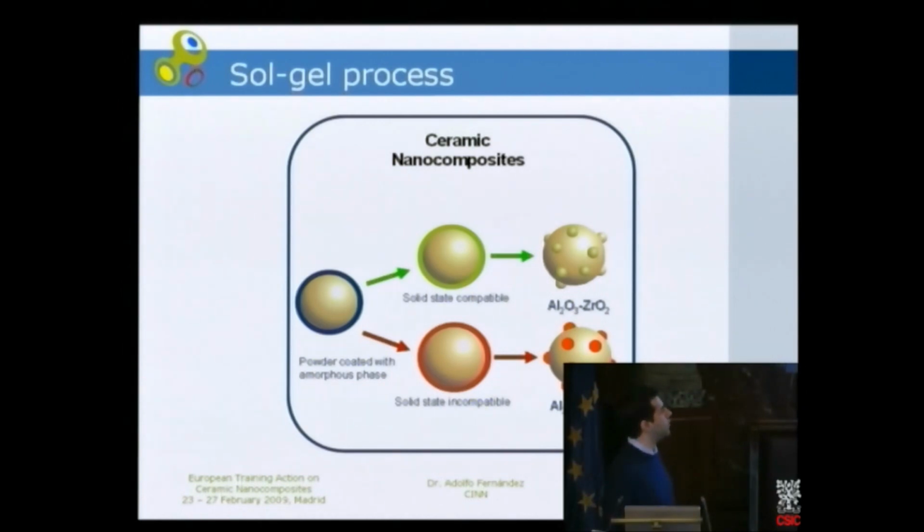If they are solid state compatible, we are going to obtain finally the original particle with nanoparticles growing on its surface, and these second phase nanoparticles are obtained directly from the precursor. In the case that the solid state is incompatible, we are going to have particles with the same morphology, but the second phase is the result of the reaction between the solid particle and the precursor.